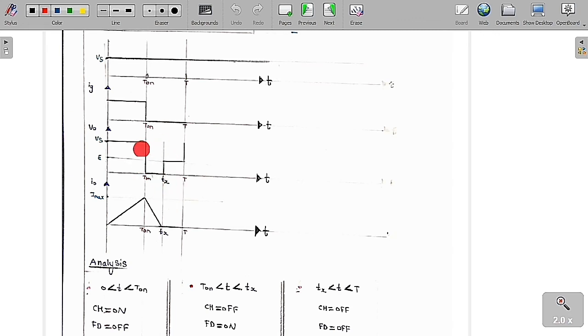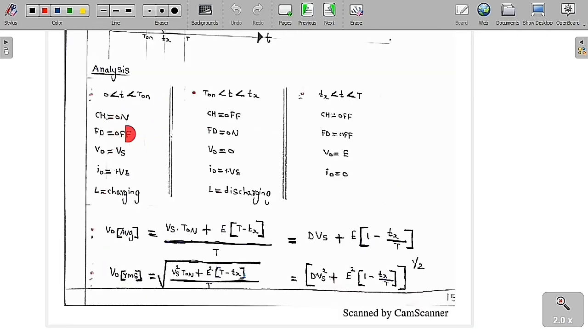So this is the output voltage and this is the output current we are going to get. Now we are going to do the analysis of this circuit. For 0 to T on, I already told you the chopper is on and the freewheeling diode is off. Therefore the output voltage is equal to the source voltage and the inductor is in the charging mode. So the output current will be positive, increasing from 0 to I max.